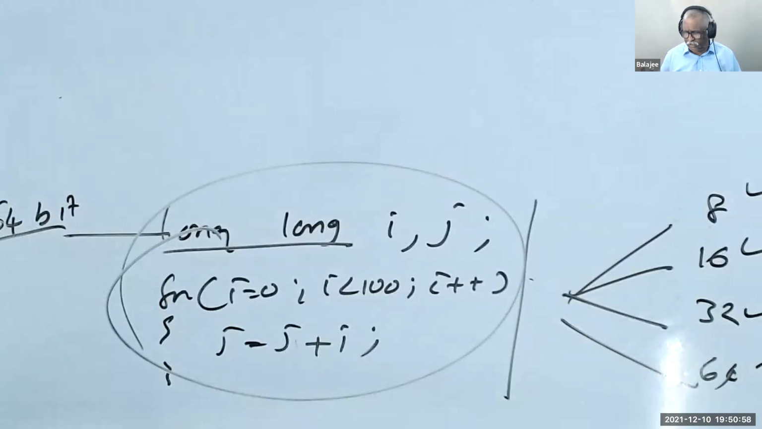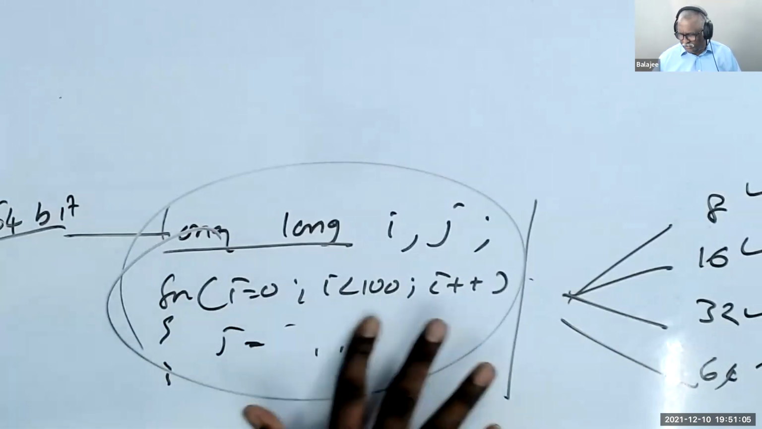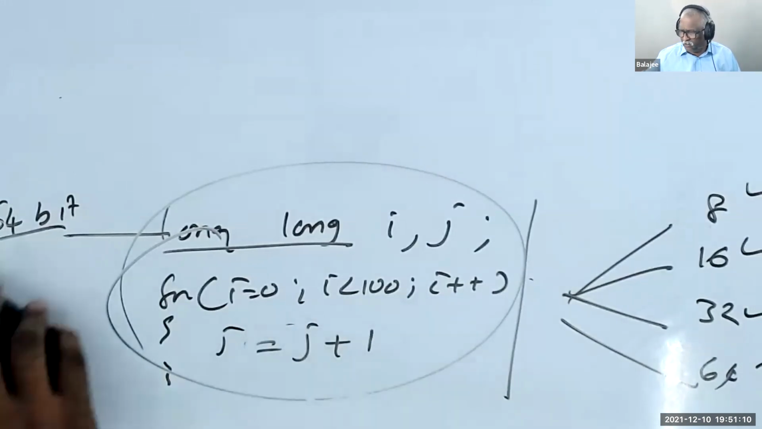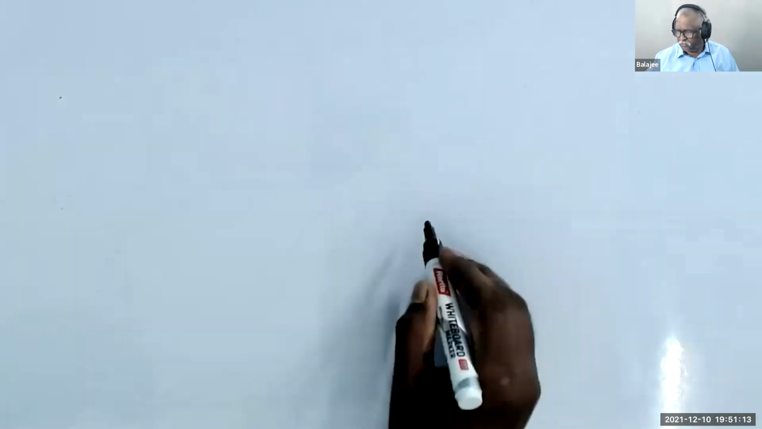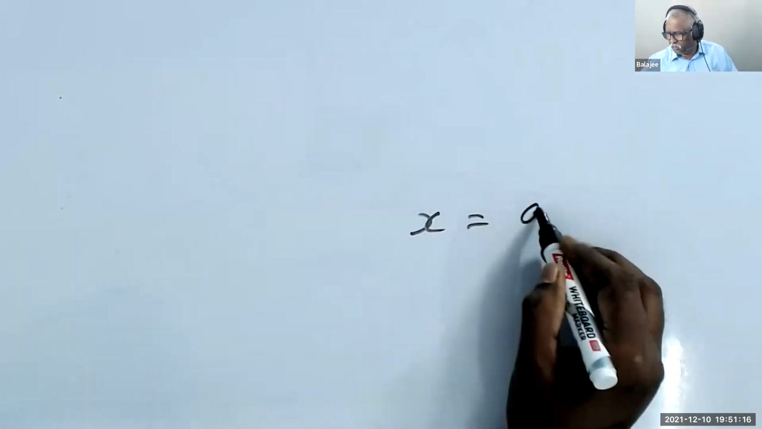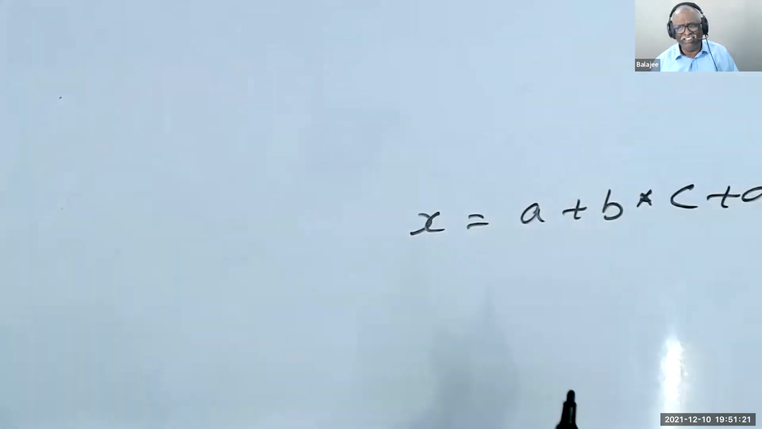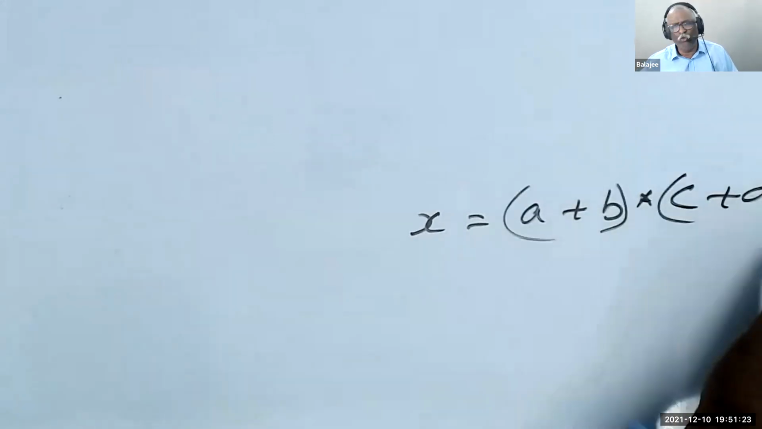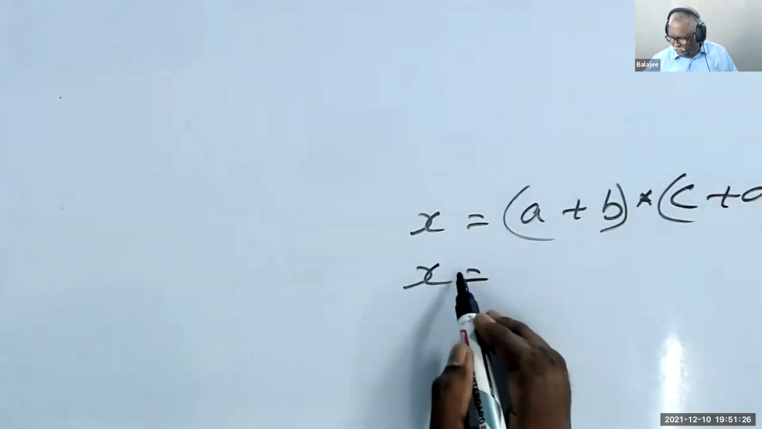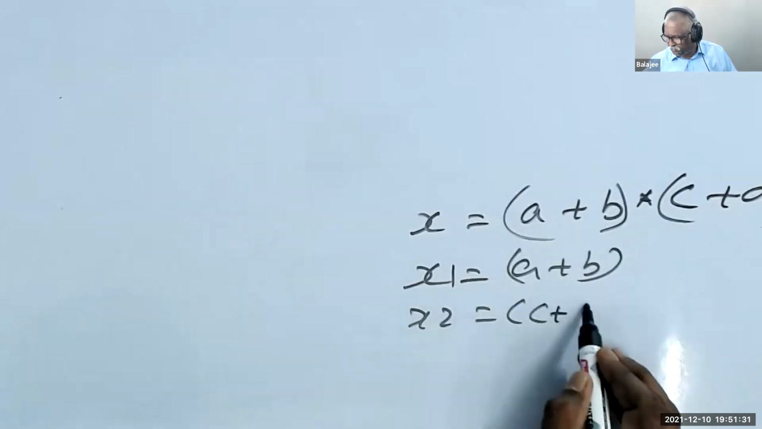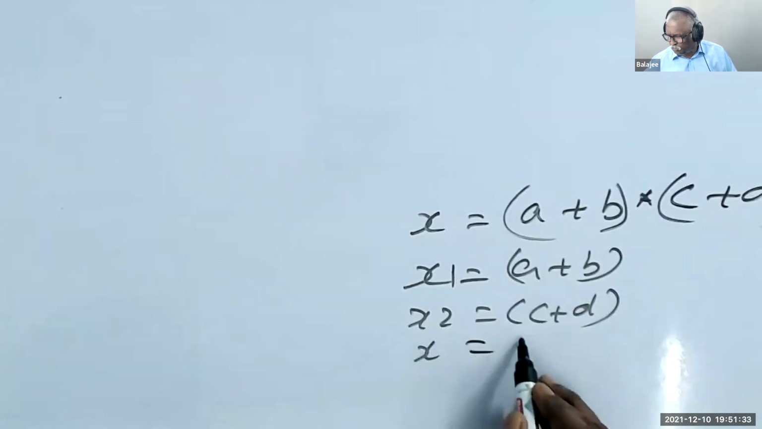Whatever it is, you can write j plus. That's fine. That's all C. You learn that. See, the problem is I do not use it. For example, if I have to write a code like this, I never write like this. Even if you put brackets, I don't do that. I'll say x1 is equal to a plus b, x2 is equal to c plus d, x is equal to x1 plus x2.